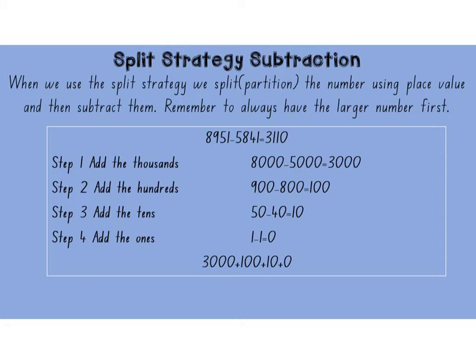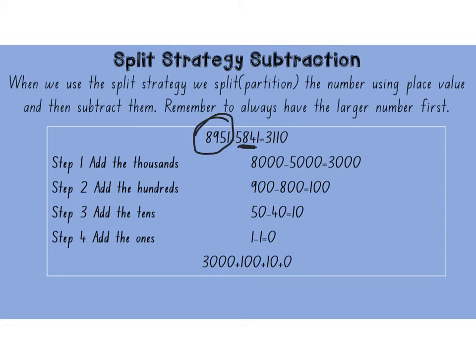So let's get started. When you're using the split strategy to solve a subtraction question, it's a little bit different. There are a few things you need to remember. But first off, when we use the split strategy, we split or partition the number using place value and then subtract them. What you need to remember is to always have the largest number first. So all the digits in this number need to be bigger than this one. That is the most important thing, or else your question will not make sense and you'll end up with a negative number, and we don't want that.